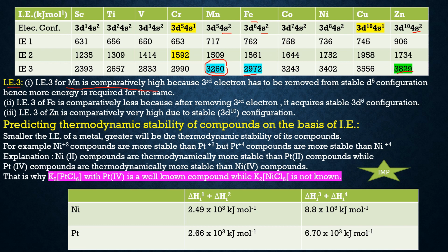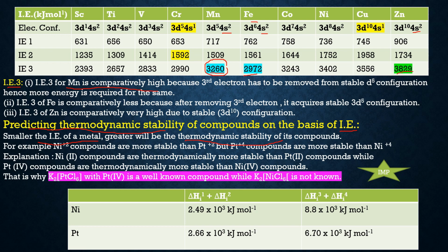Now the next is predicting the thermodynamic stability of a complex on the basis of its ionization enthalpy. Now you should remember one thing, that the smaller the ionization enthalpy of a metal, the greater will be the stability of its compound. Why is it so? Because if the ionization enthalpy is less, then electrons are easily removed and it is easily converted into ions, and the ions are more stable.